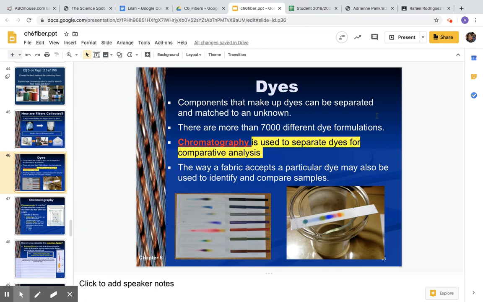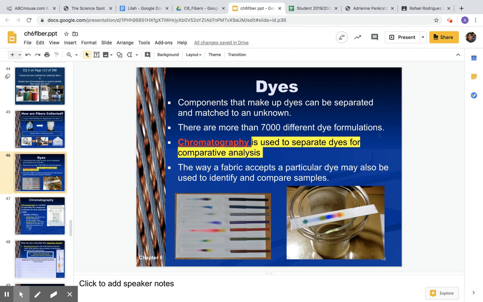And we can actually use those dyes forensically to separate them, and we can determine what dye house they came from. The dye house is where they're manufactured, or what warehouse. And to date, we have about 7,000 different dye formulas. So that's a lot of dyes. I mean, just blue alone has several hundred different blues that you can use. But yeah, there's over 7,000 different dyes that your fabrics can be dyed.